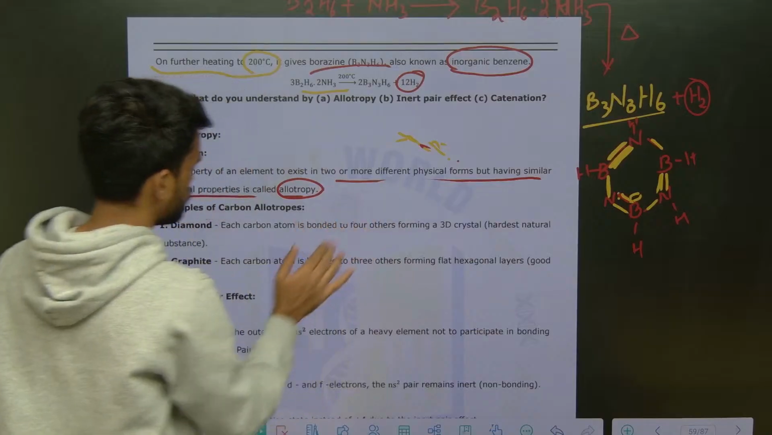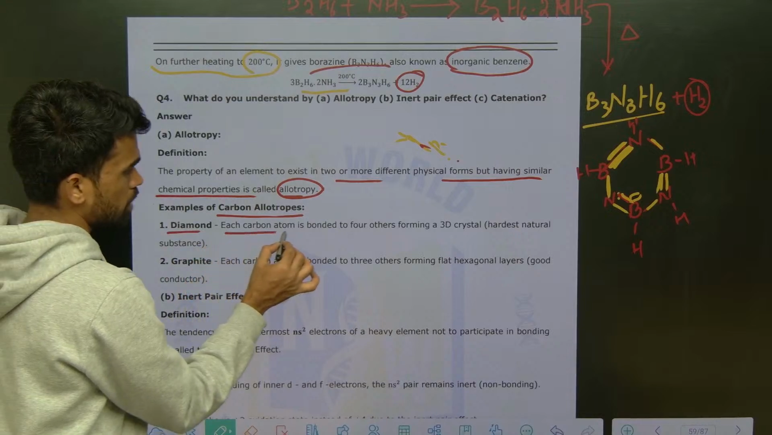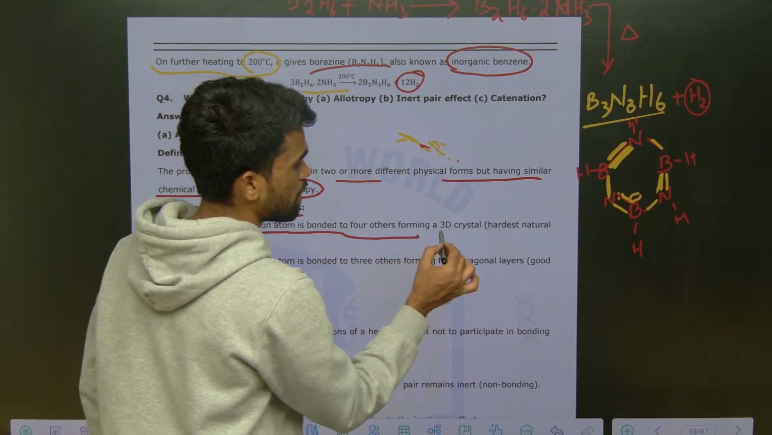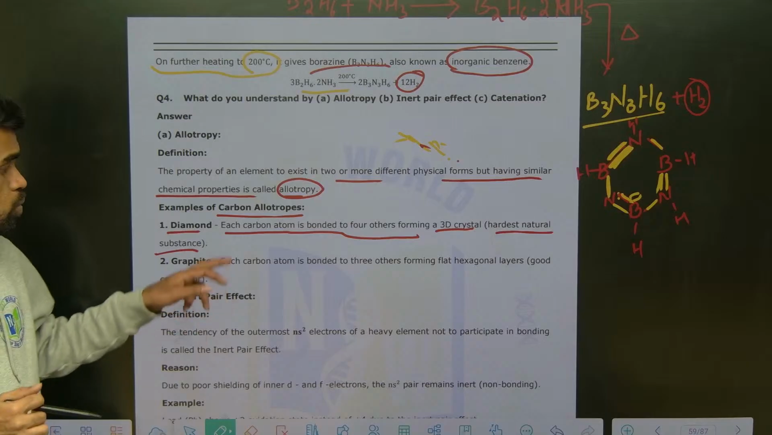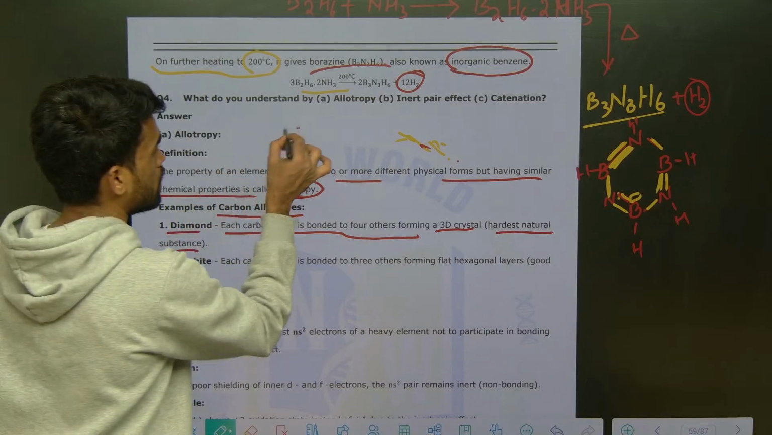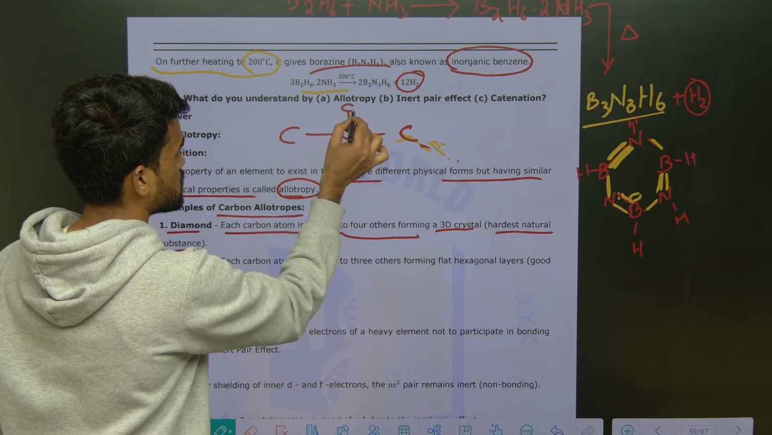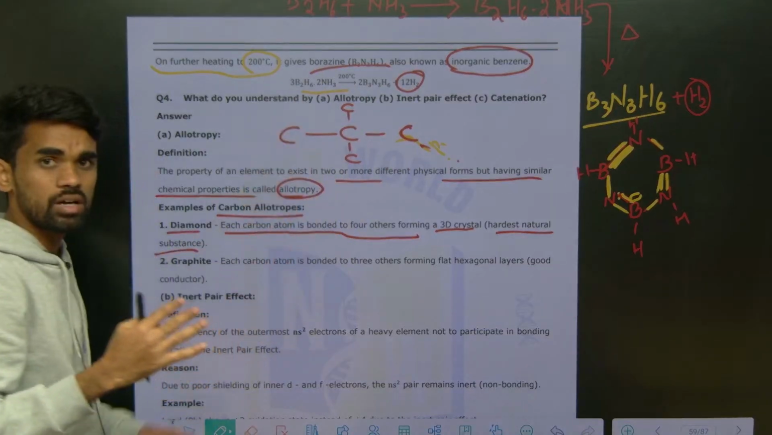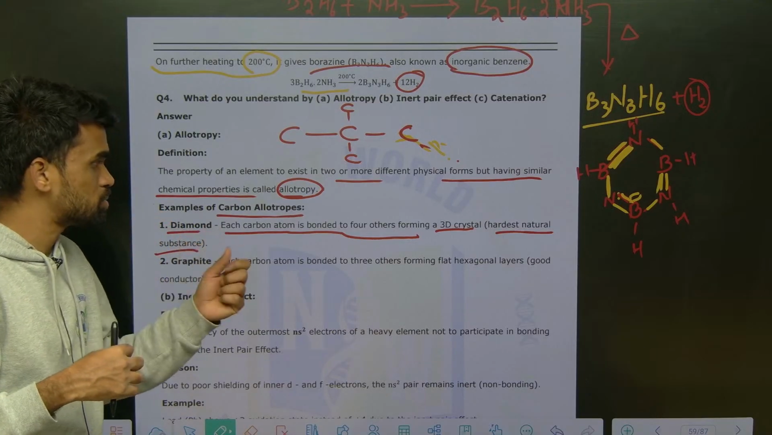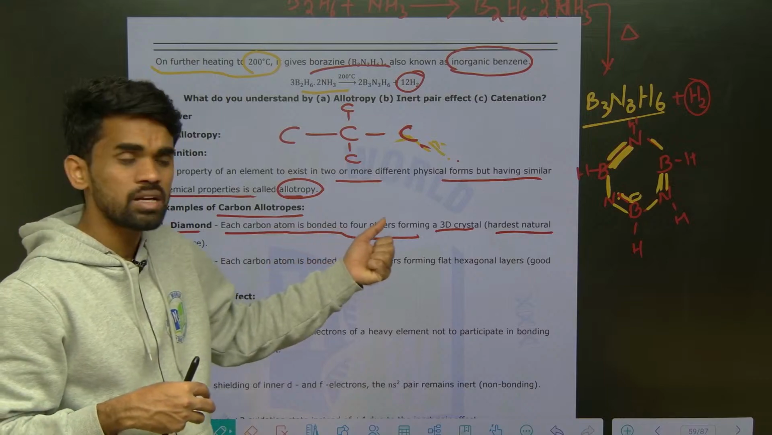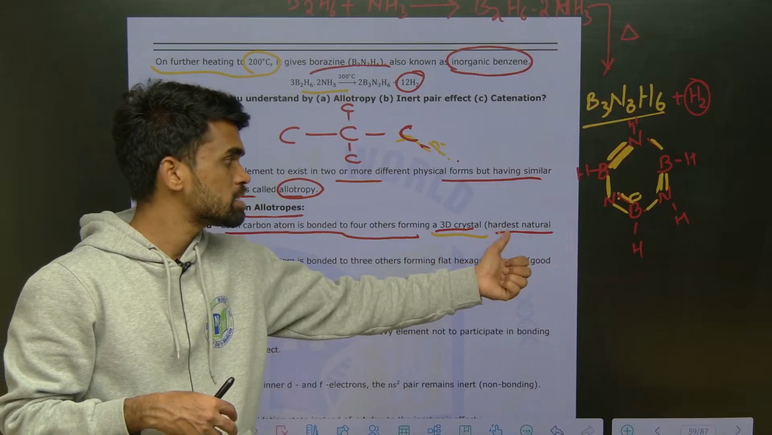Now look at examples of carbon allotropes. Diamond: each carbon is bonded to 4 other carbons, forming a 3-dimensional crystal, the hardest natural substance known. Around each carbon there will be 4 other carbons attached, the same for all the carbons. It has a very rigid structure, so it is the hardest substance.